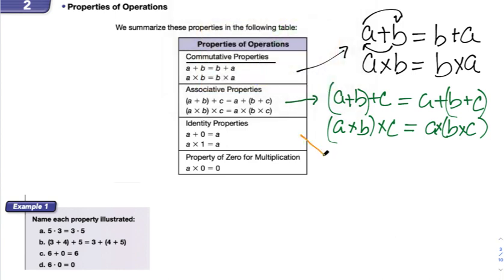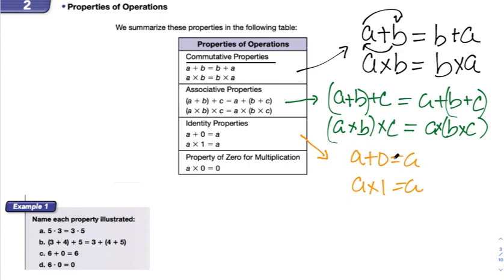Who do you see when you look in the mirror? You see yourself. And so that's kind of like looking in the mirror, you see your identity. So A plus 0 gives us A again. And A times 1 gives us A again. So this is the identity property. We're always going to get the same value.